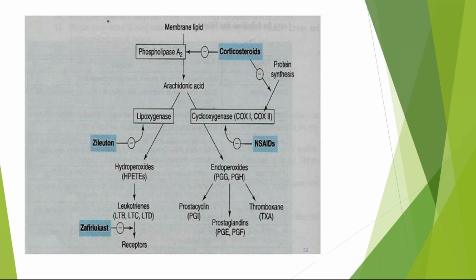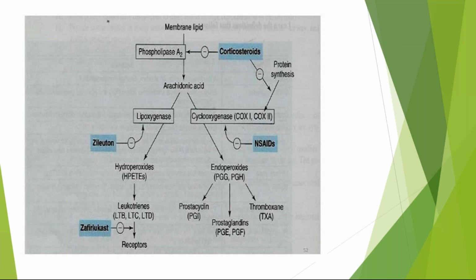In the membrane lipid, there will be phospholipase A2 enzyme which converts the lipid into arachidonic acid, and arachidonic acid is converted by two enzymes, lipoxygenase and cyclooxygenase. In the lipoxygenase pathway, they are converted into leukotrienes B4, C4, D4, which act on the receptors. Zileuton acts on the lipoxygenase enzyme, whereas zafirlukast inhibits the binding of B4, C4, D4 leukotrienes to its receptors.